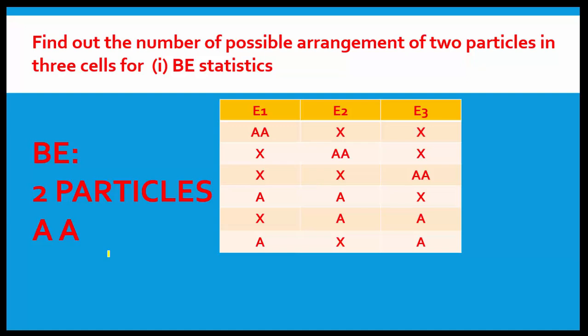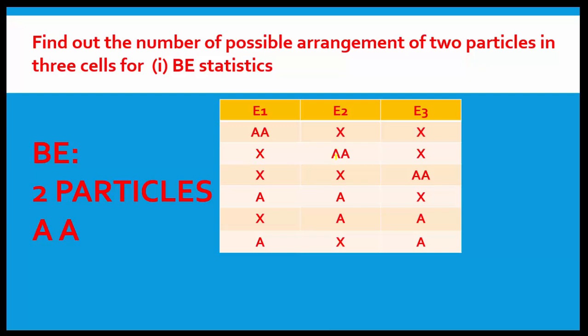So following these two properties or two rules, if we try to place these particles in the given cells, we have three cells E1, E2, E3 in the given problem and two particles. So now these two particles can stay together or they can stay alone. So let us start distributing. In the first case, we can write down that the two particles are in cell E1, and E2 and E3 remain blank.